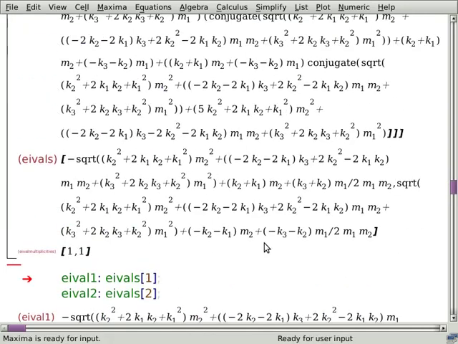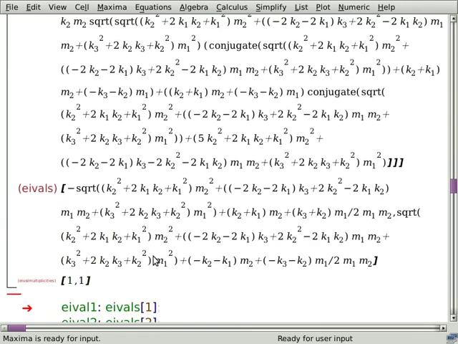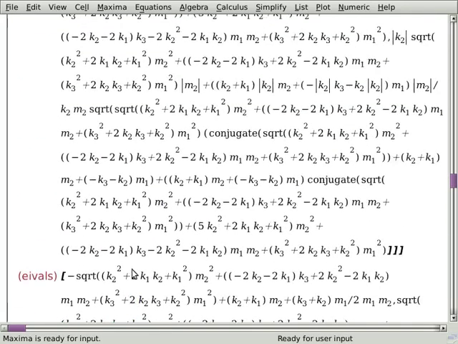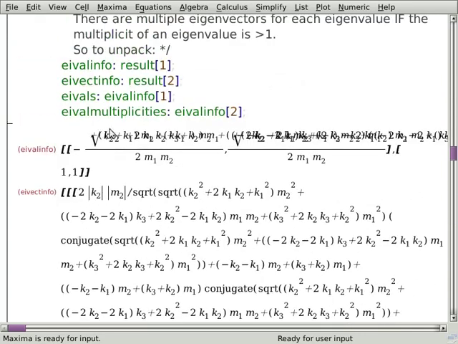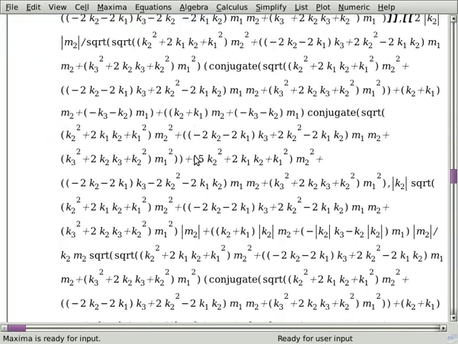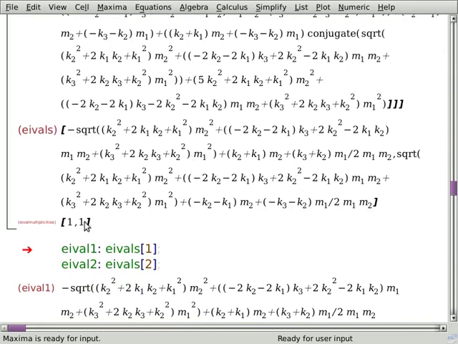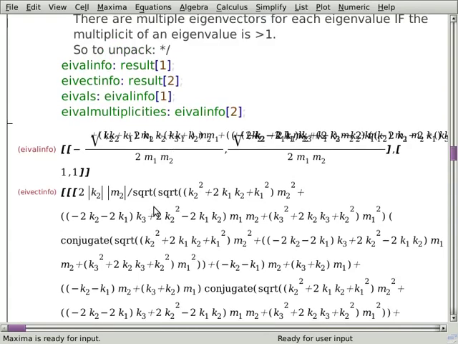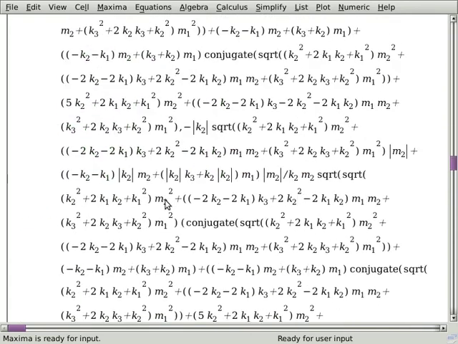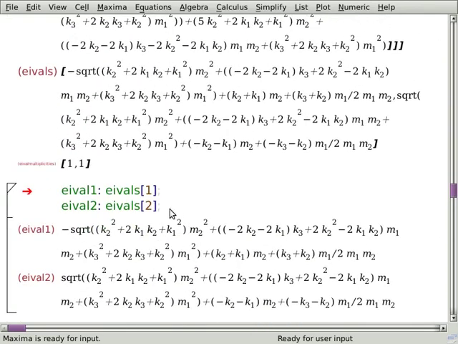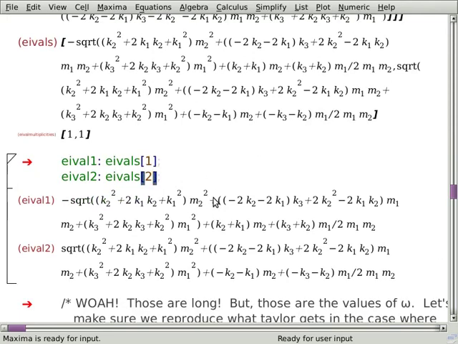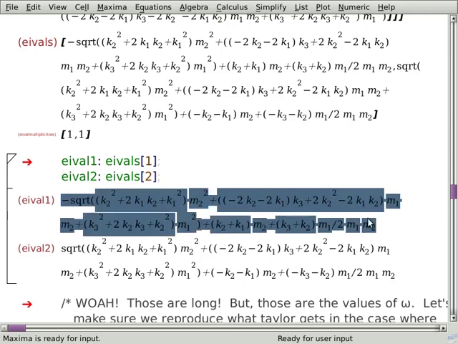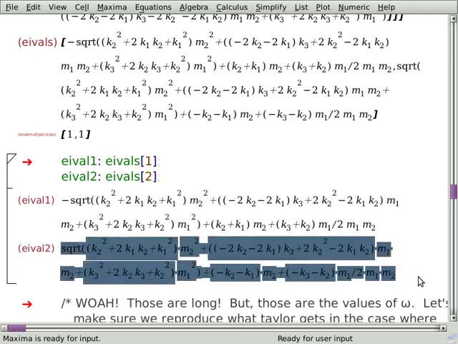So if I hit that, I get all this, and here, notice you can't read the word multiplicities there, eival multiplicities, right? It's too long, but notice that it's 1-1, so that's not so bad, right? But there's still a lot of junk in here. Whatever. And now I want to pull out the individual eigenvalues. So I have eivals, and I've gotten it down to where I really have the two individual eigenvalues. And here they are.